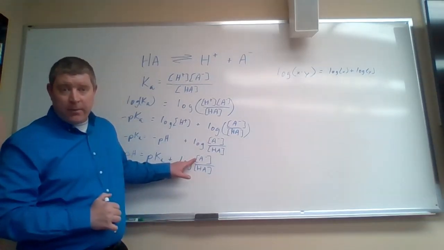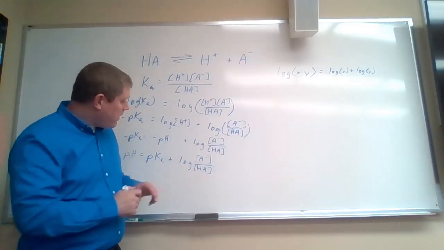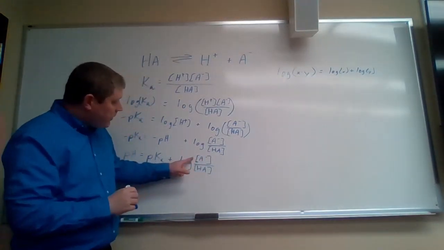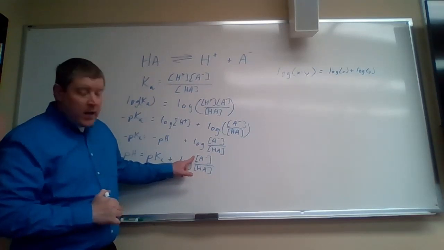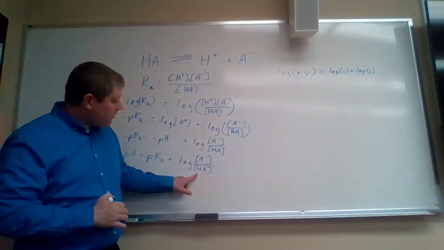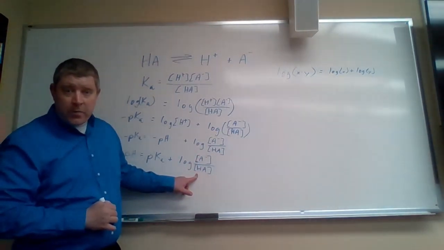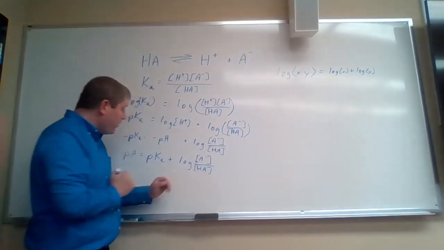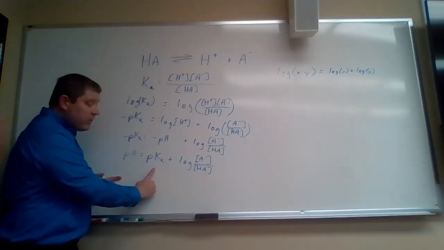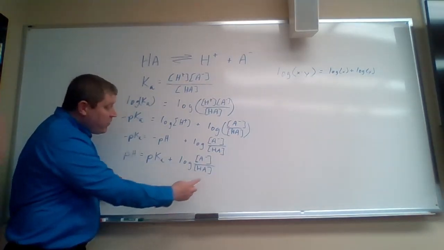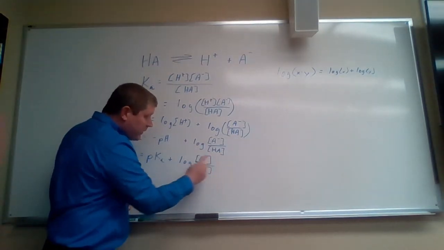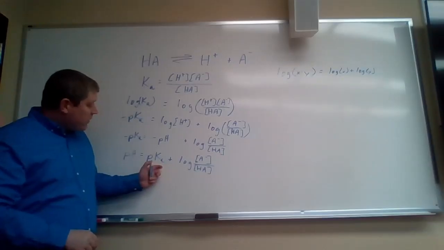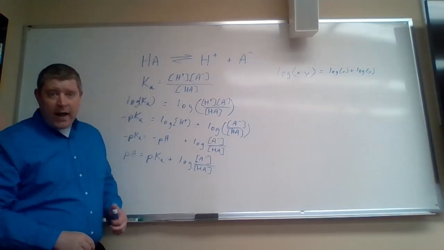So suppose that we have equal quantities of the acid and the base. That means that the ratio of this fraction is 1. The logarithm of 1 is 0, which means this term is 0. And that means that the pH is equal to the pKa. So if we add equal quantities of an acid and its conjugate base, that means that we will have a pH equal to the pKa of that acid.